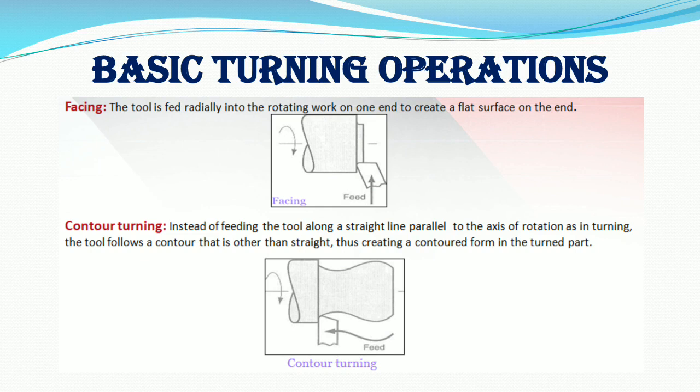Next one, contour turning. Instead of feeding the tool along a straight line parallel to the axis of rotation as in turning, the tool follows a contour that is other than straight, thus creating a contoured form in the turned part. There is a picture of contour turning. You easily see here the differences between the facing and contour turning. Okay.